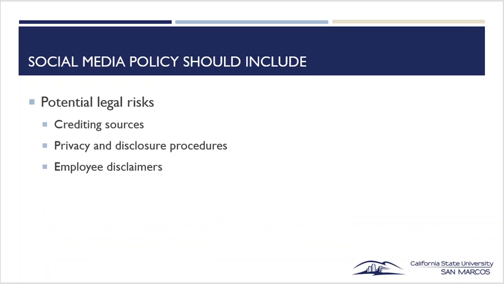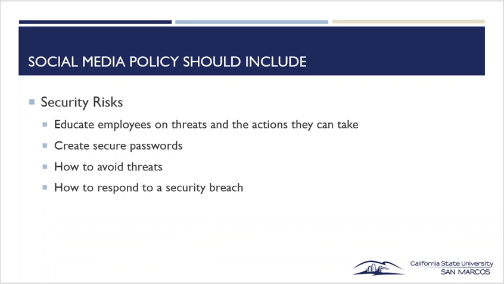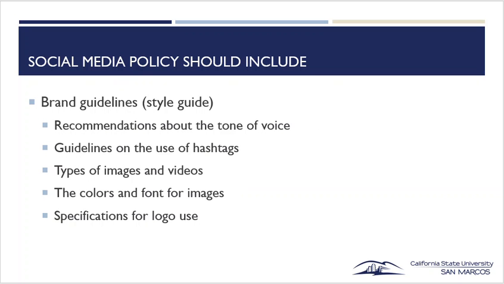Potential legal risks, crediting sources, privacy and disclosure procedures, and employee disclaimers. Security risks: educate employees on threats and the actions they can take. Create secure passwords, how to avoid threats, and how to respond to a security breach. You want to make sure your company is aware of what all the passwords are and who has access to these passwords. Do old employees still have access to your passwords? They shouldn't. You need to make sure that's in your social media policy.